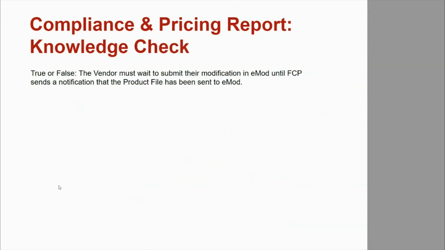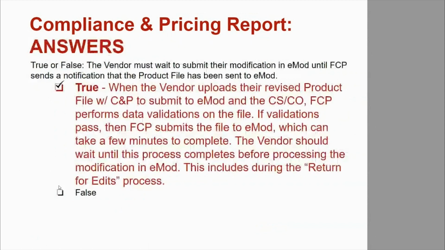True or false? The vendor must wait to submit their modification in eMod until FCP sends a notification that the product file has been sent to eMod. This is true. When the vendor uploads their revised product file with C&P information to submit to eMod and the CSCO, FCP performs data validations on the file. If validations pass, then FCP submits the file to eMod, which can take a few minutes to complete. The vendor should wait until this process completes before processing the modification in eMod. This includes during the return for edits process.